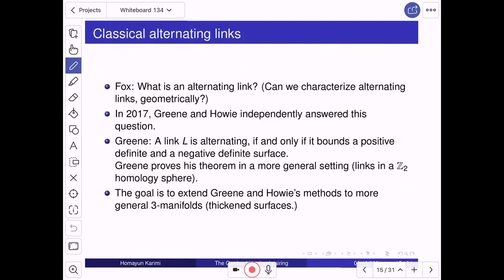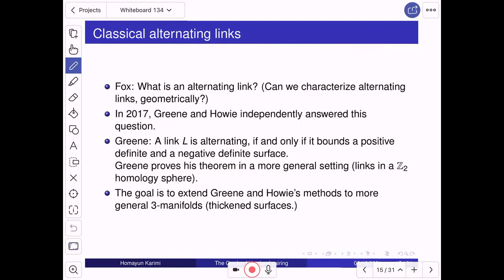Now that we have the definition for the Gordon-Litherland pairing, we can use it to get some applications. I'm going to list three applications today. The first one is the application of this pairing to the case of alternating knots inside thickened surfaces. So let me review what we know in the classical case. For classical knots, this question goes back to Fox, and he has a famous question. He asks, what is an alternating link? Which means, can we characterize alternating links geometrically?